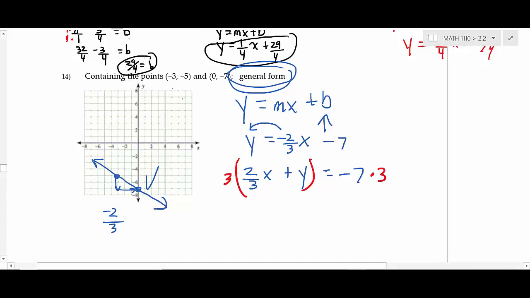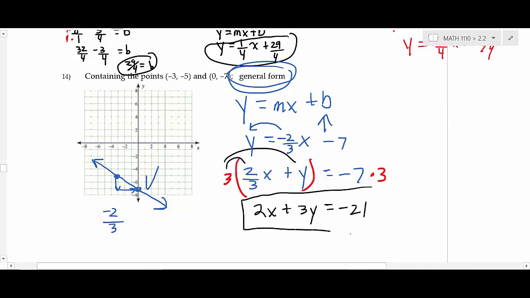Good. Okay, so if you do that, when you do this part, the 3's are going to cancel. That's going to leave you 2x. And then you have to multiply the 3. You're doing a distributive property. 3y equals negative 21. That's the answer that I would want in general form. So if you see a problem like that, you can speed up the process of getting the answer, and you want to do that.